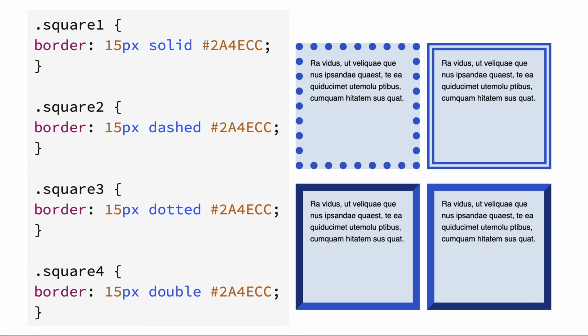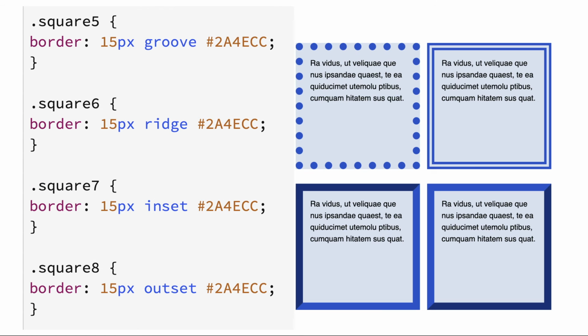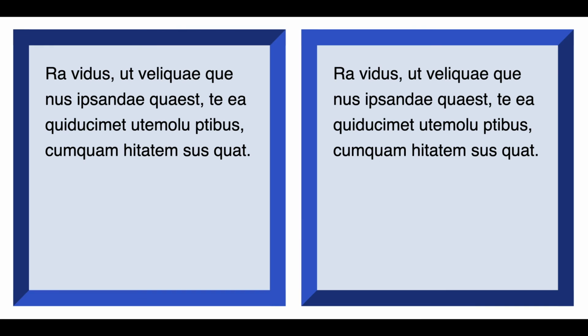Now we see the code for the third square with a dotted border and the fourth square with a double border. The fifth and sixth squares are in the lower row and feature a grooved and ridged border. And finally, the 7th and 8th square feature an inset and an outset border. These images just show the grooved versus ridged, and the inset versus outset borders at a larger size for you to see the differences.